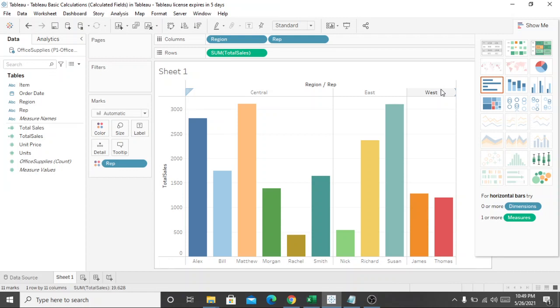So let's move into the next session, the next topic regarding coloring in Tableau, how to do colors in Tableau. So that's it for today.